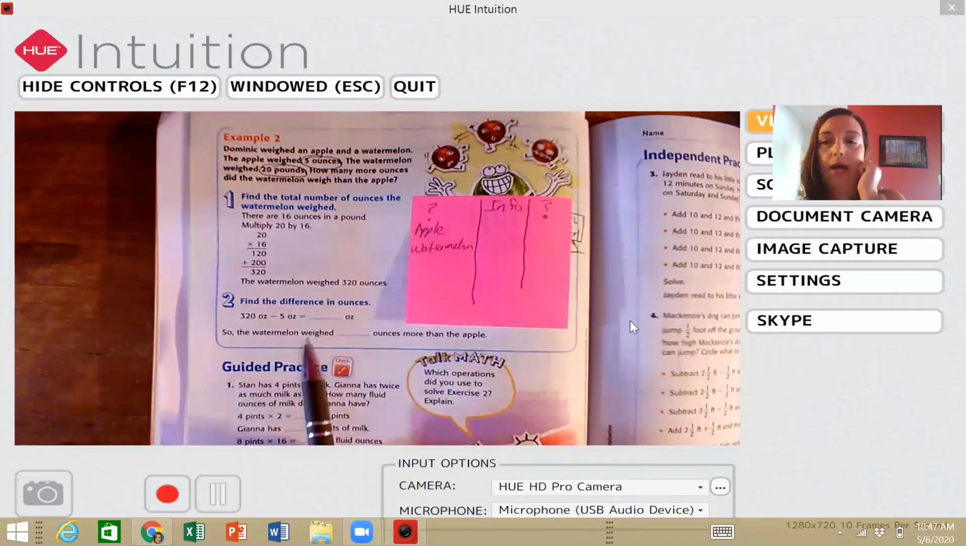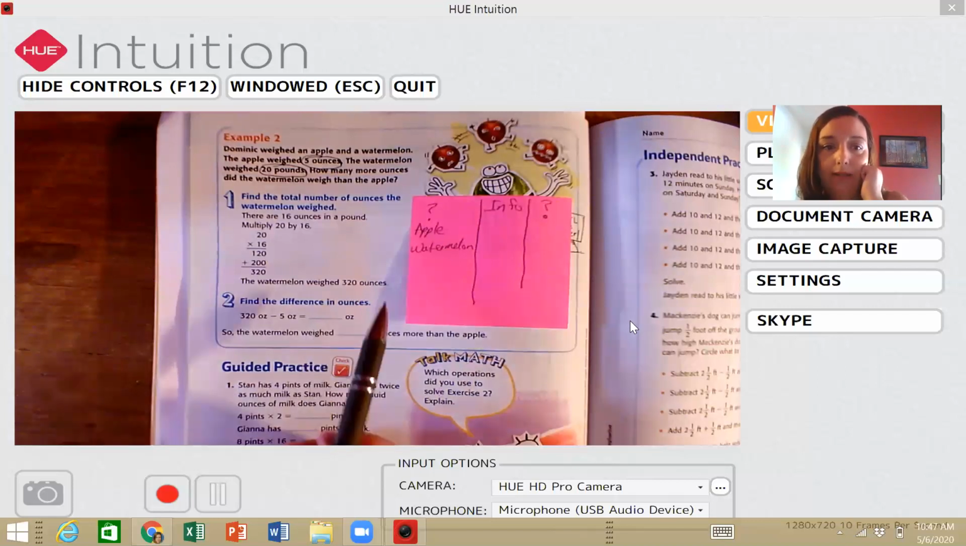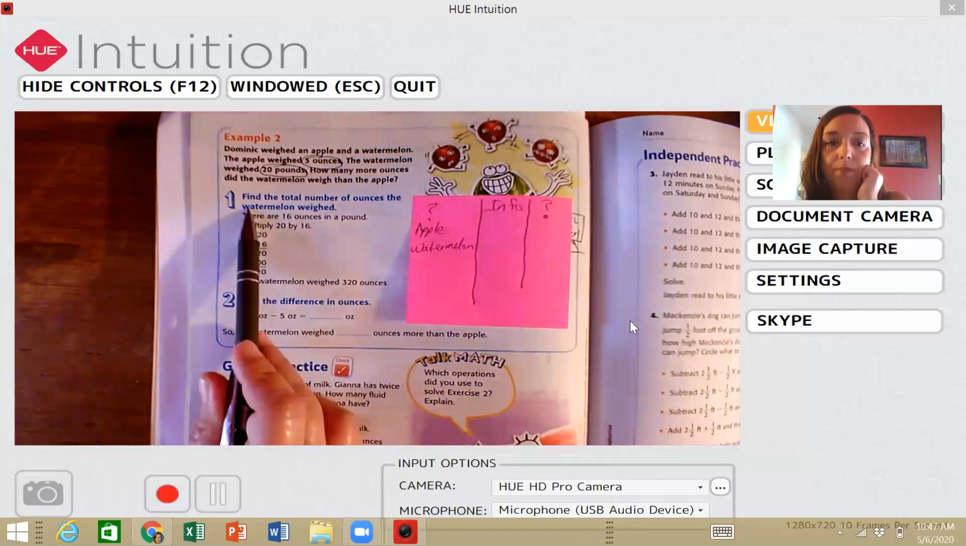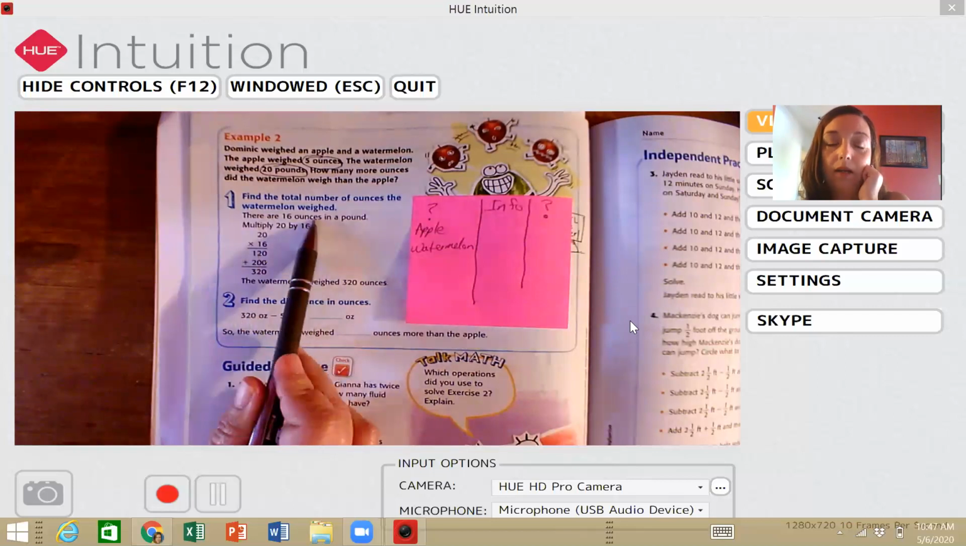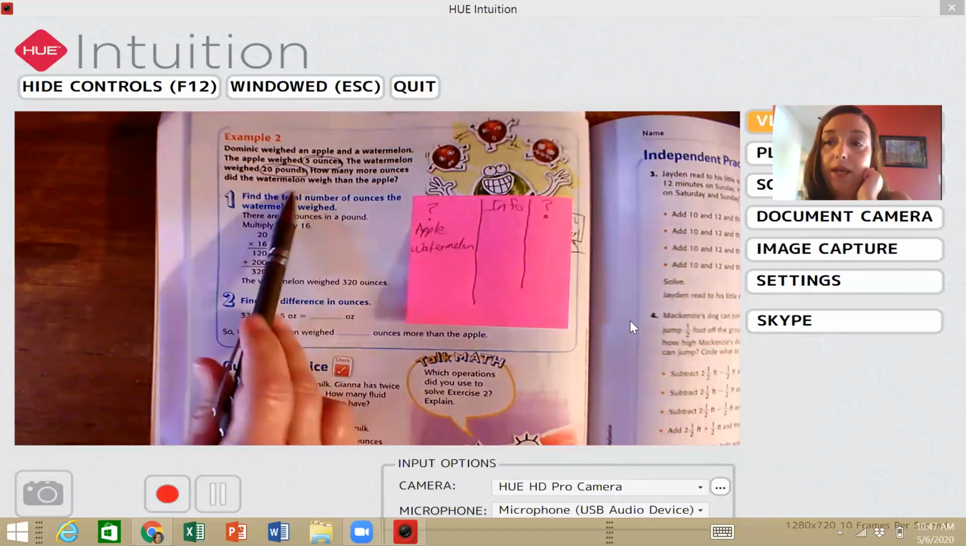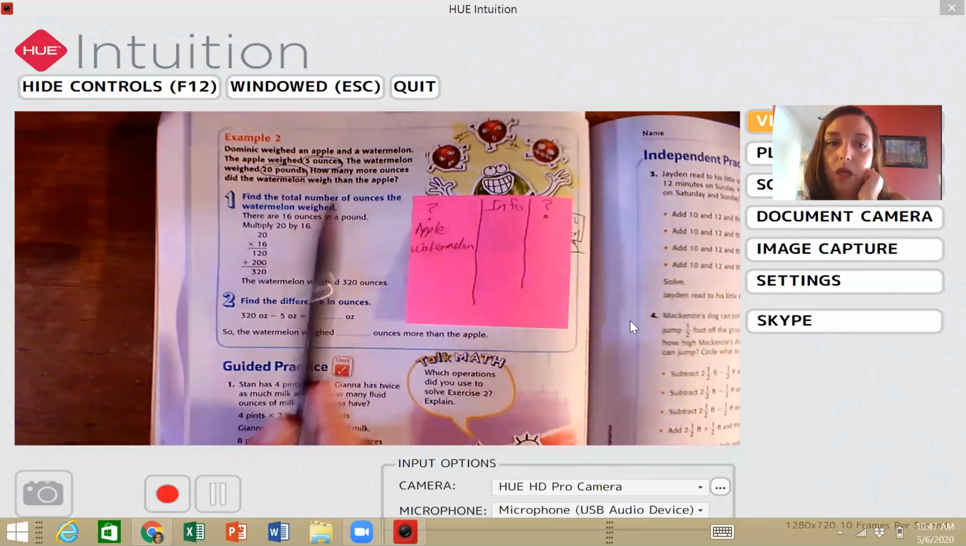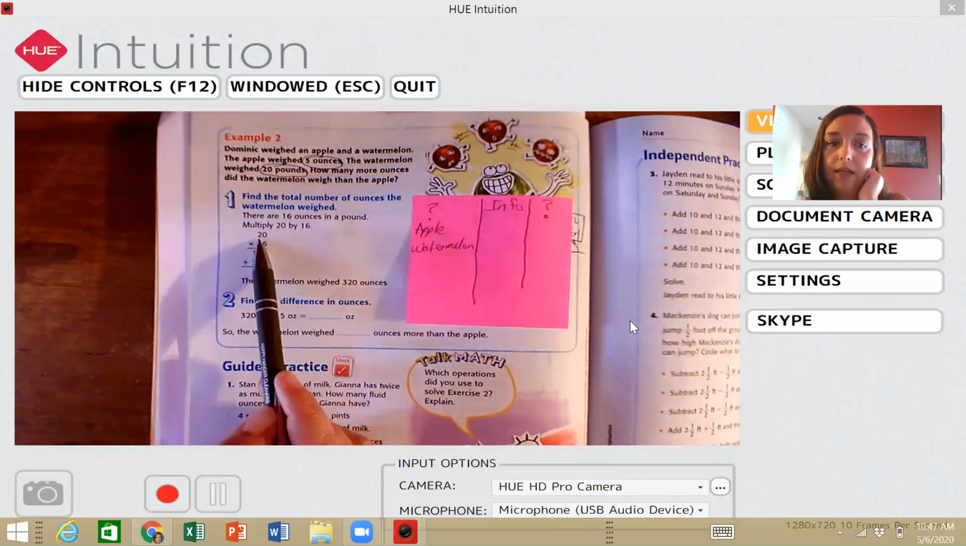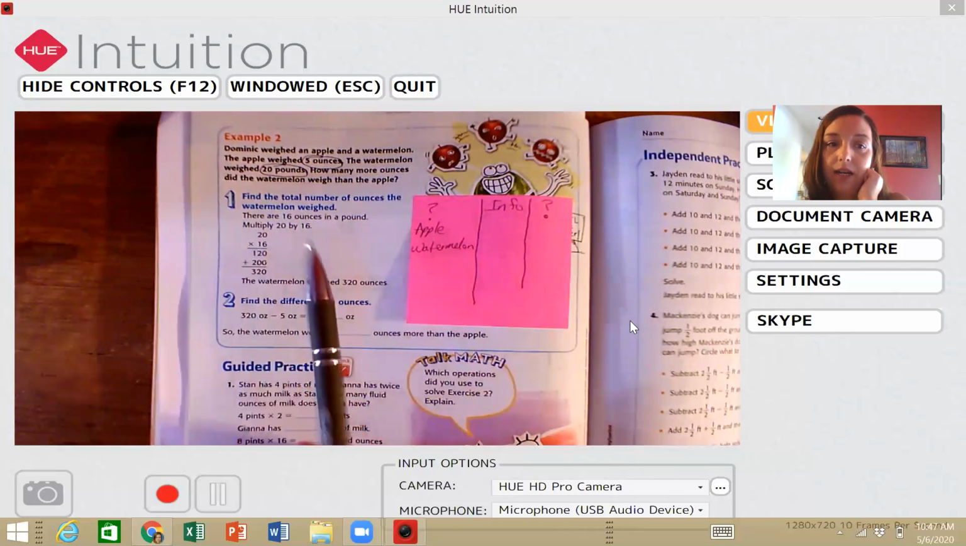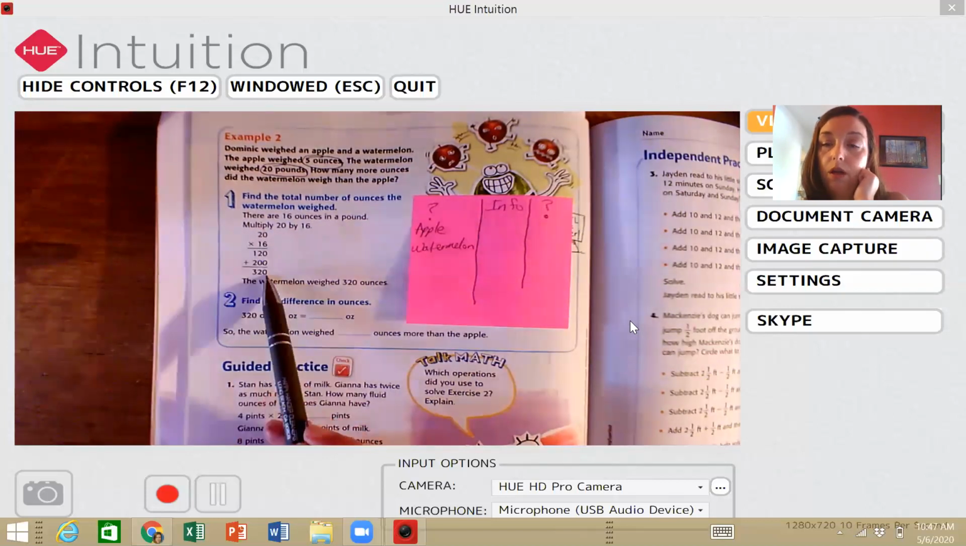Okay, so let's go ahead and do the math. So step 1 says, find the total number of ounces the watermelon weighed. So since the problem gave us the weight of the watermelon in pounds, we have to convert that amount into ounces. So there are 16 ounces in a pound, so we have to multiply the 20 pounds times 16 ounces. So they've done it here with partial products.